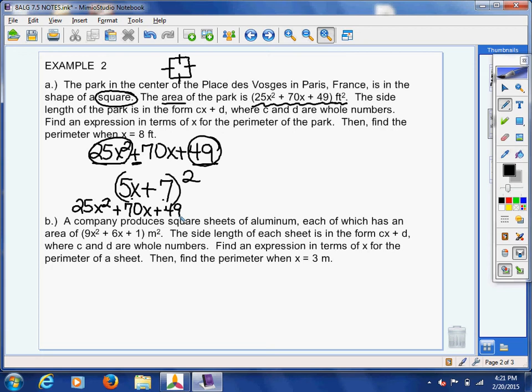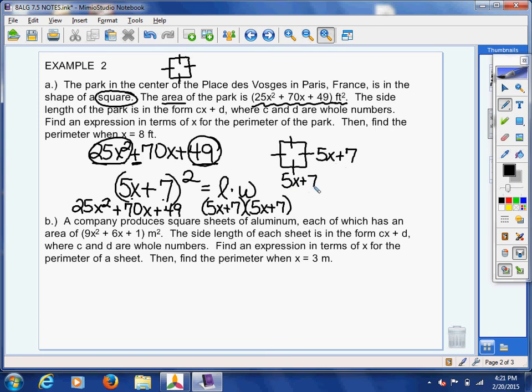I did that part. Now they want me to find an expression in terms of x for the perimeter of the park. Now remember, 5x plus 7 squared, that is length times width. So the length is 5x plus 7. And so is the width. That's all that says. If I know one side of a square, and I do, one side is 5x plus 7, then I know all of them. So here's my square. If I know that that's 5x plus 7, then they all are.